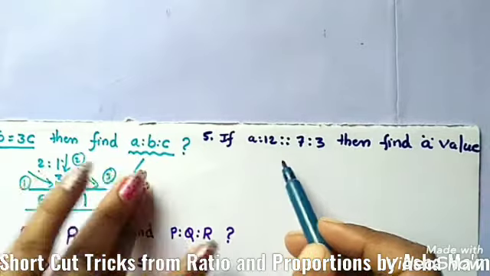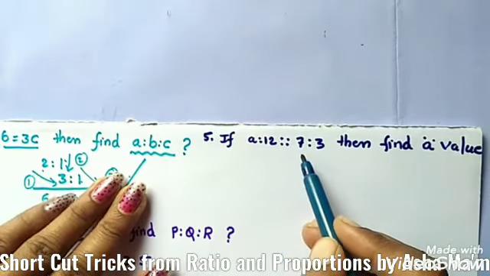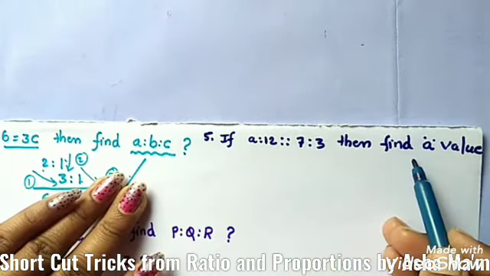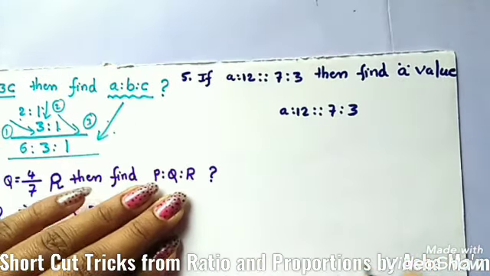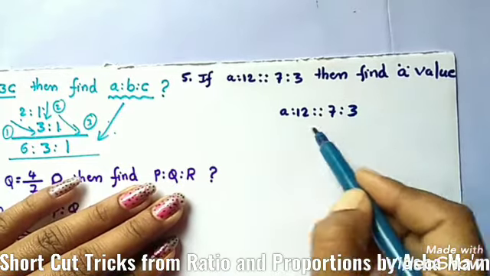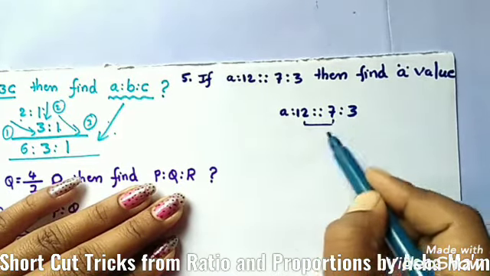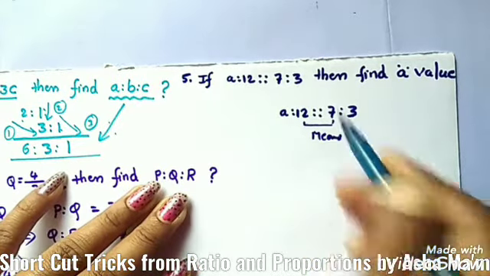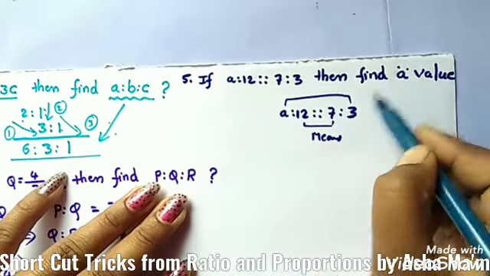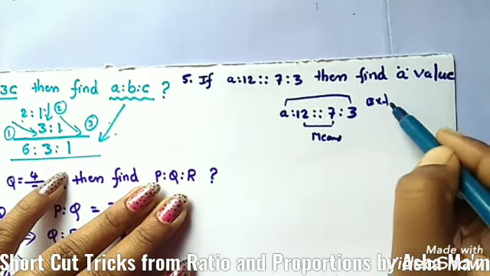If A is to 12, proportion 7:3, then find the value of A. So here you can see A is to 12, then 7 is to 3. Here these two are known as means, and A and 3, these two are called extremes.